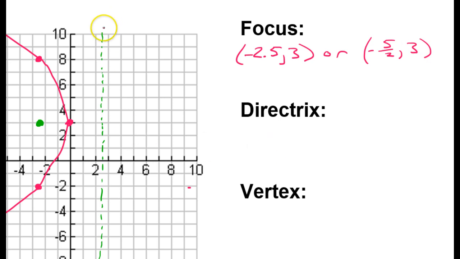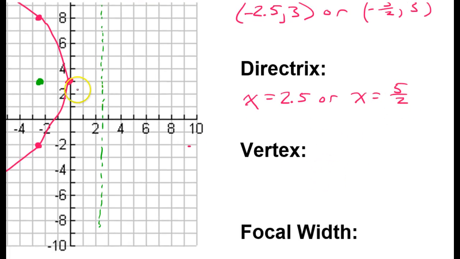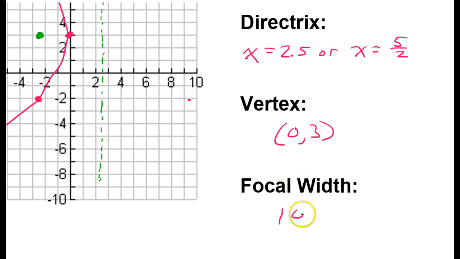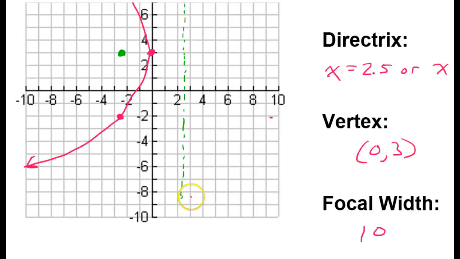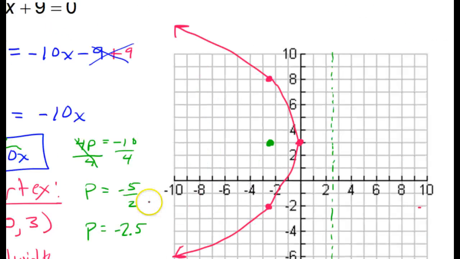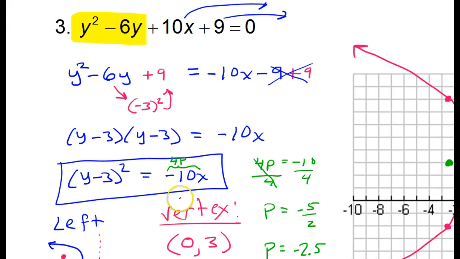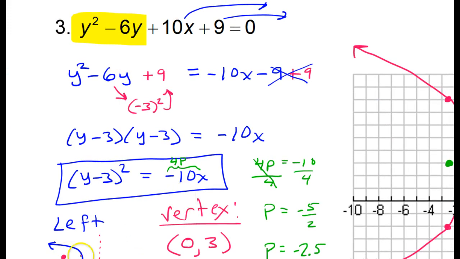The directrix is a vertical line at 2.5. So that's x equals 2.5, or x equals 5 over 2. The vertex is at 0, comma 3, as we found, and remember that the focal width was 10. So that's it for our little mini review of parabola concepts.